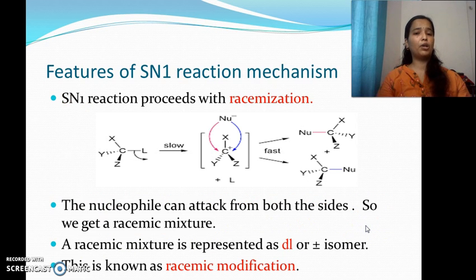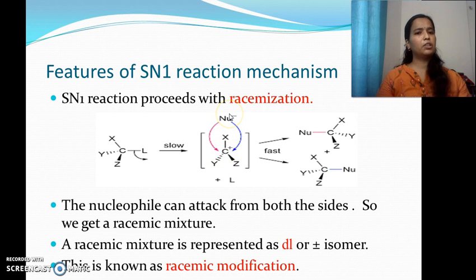Now what is the nature of the compound formed? If you see the mechanism, you can see that the first step is the formation of carbocation. In the first step, the carbon halogen bond is completely broken. You can see here L means leaving group, X means the functional group. So here X, Y, Z are the 3 substituents, and L is the leaving group. So in the first step, this is changing into carbocation. The carbon halogen bond is already broken, so you will get a carbocation.